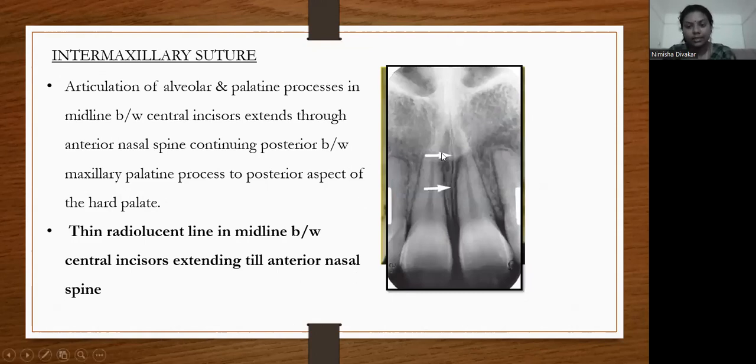So this is the radiographic image of the intermaxillary suture. We can see the white arrow denotes the intermaxillary suture, which starts from the crest and extends through the anterior nasal spine to the nasal septum, and it extends till the posterior aspect of the hard palate.